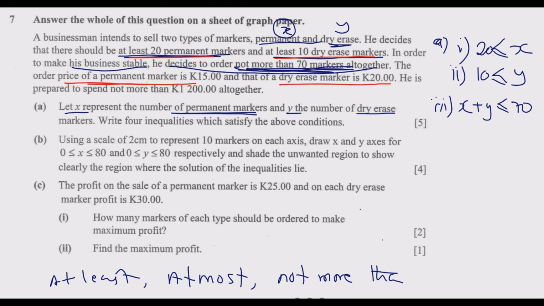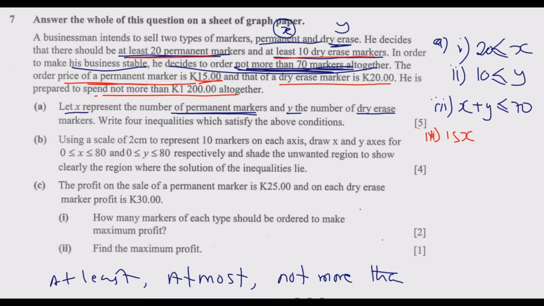He is prepared to spend not more than 1,200 altogether. That's the budget. So in this case, if we buy X number of permanent markers, the cost of getting those X permanent markers would be 15, which is the cost of 1, multiplied by the number of permanent markers. So if we have 10, it will be 10 times 15. That is, if the value of X is 10, it will become 150.